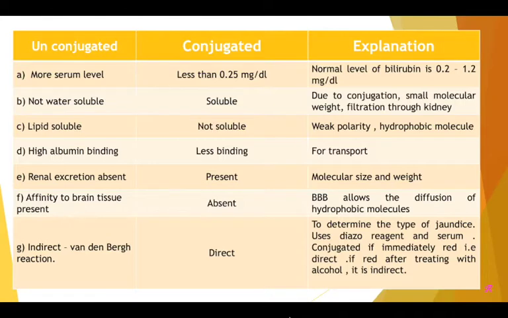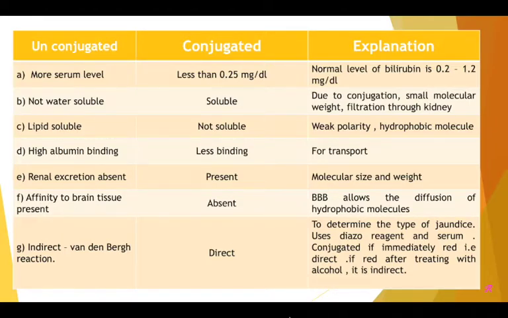In the explanation part, I have mentioned the normal level of bilirubin, that is 0.2 to 1.2 mg per dl. Anything above that is hyperbilirubinemia, and to call it jaundice, it has to be clinically evident and above 2 mg per dl.